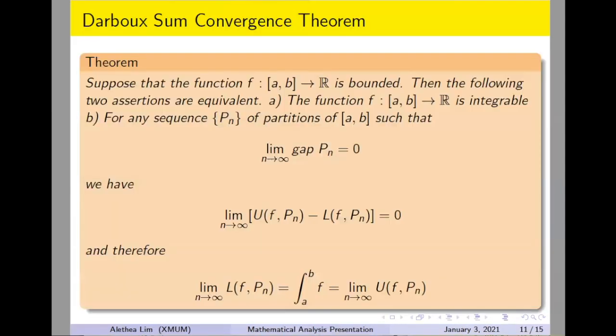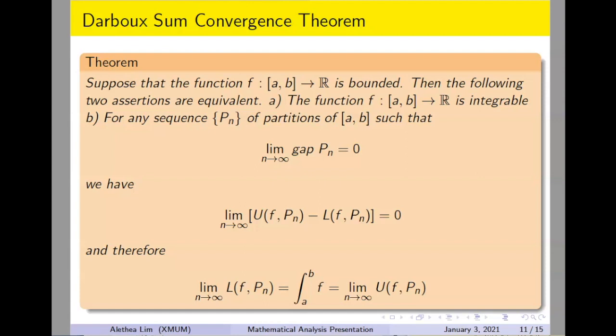We now proceed to prove the Darboux sum convergence theorem. Suppose that the function f from closed interval ab to R is bounded. Then the following two assertions are equivalent. A. The function f on closed interval ab to R is integrable. B. For any sequence P sub n of partitions of closed interval ab such that the limit as n to infinity of gap Pn is equal to 0, we have that the limit as n to infinity of bracket U(f,Pn) minus L(f,Pn) is equal to 0. And therefore, the limit as n to infinity of L(f,Pn) is equal to the integral from a to b of f, which is also equal to the limit as n goes to infinity of U(f,Pn).